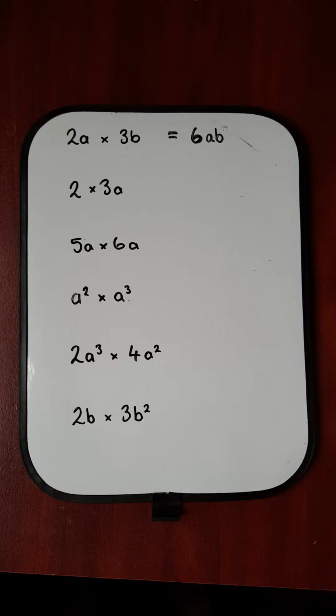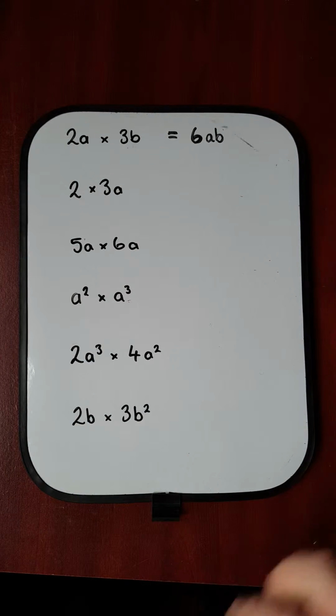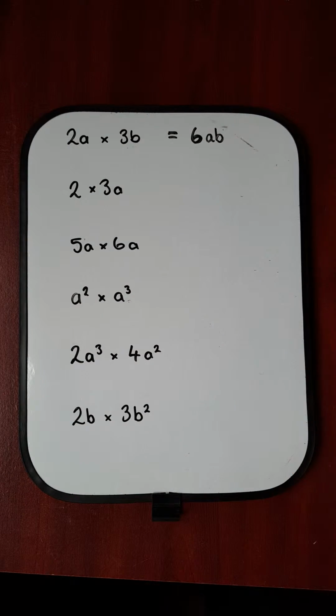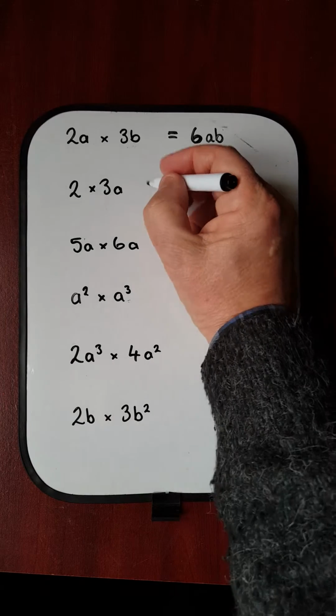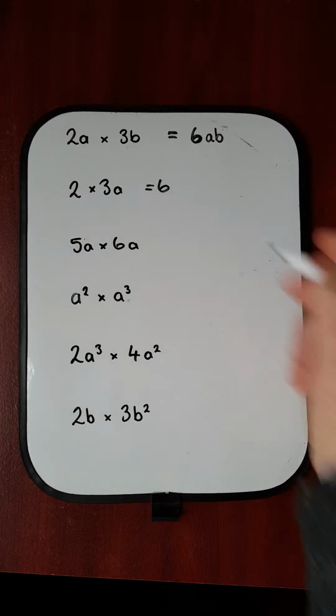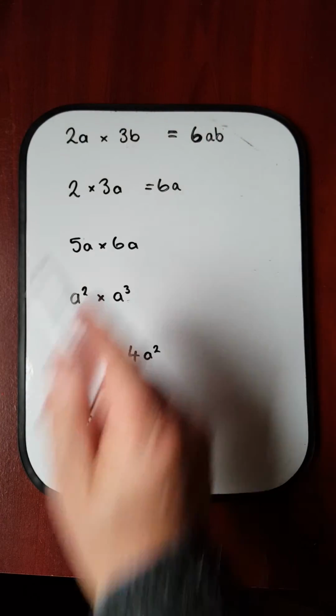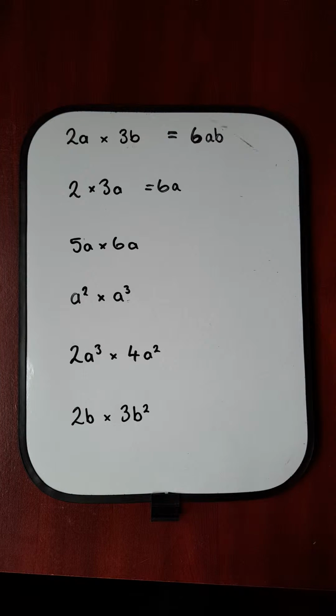Now on the next question down, we don't have a letter every time. We've got 2 times 3a. This time we've only got 2 terms. One term is the number term, and the other term is the a. So do the numbers first. 2 times 3 makes 6. And it's 6a. 2 lots of 3a is what it's asking us, and 2 lots of 3a is 6a.